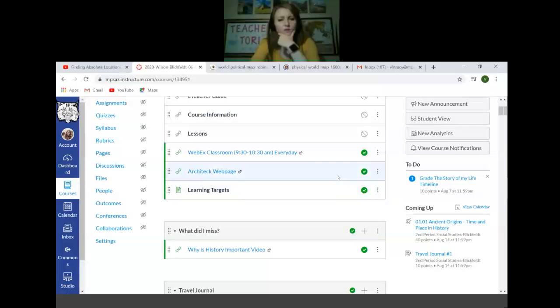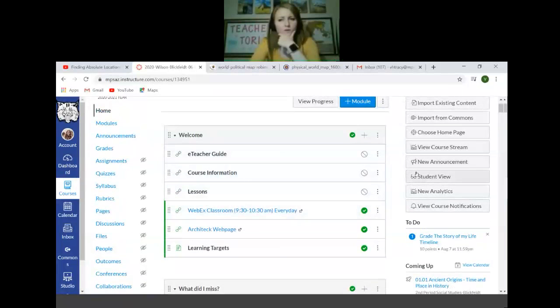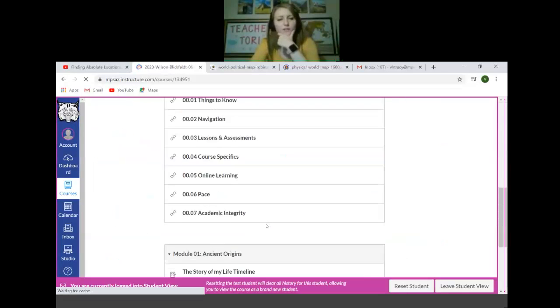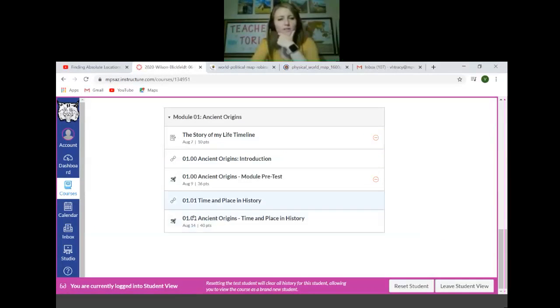Here, I'll show you one more time. So, share. Oh. Okay, it's the one at the very bottom. It says 1.01 Ancient Origins, Time and Place in History. It's literally, if you go to Module 1, it's the last thing on Module 1. Do you see it, Brooklyn? Okay.